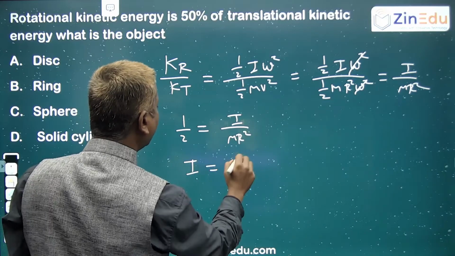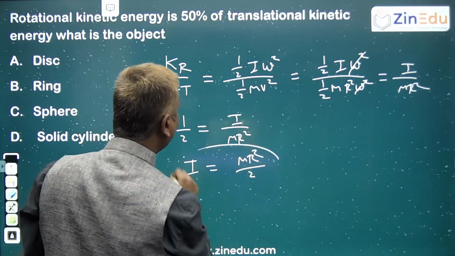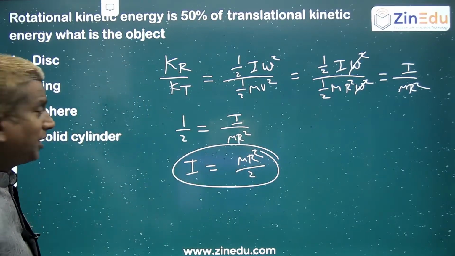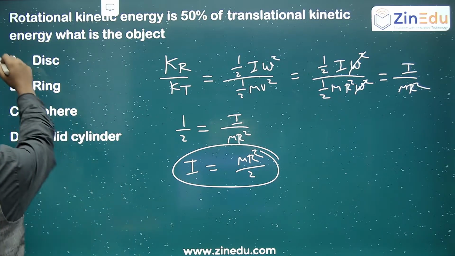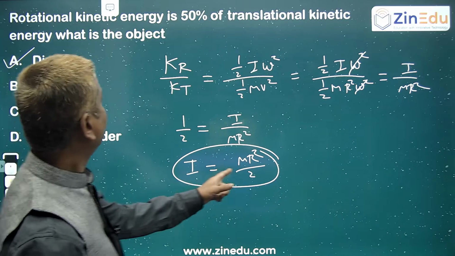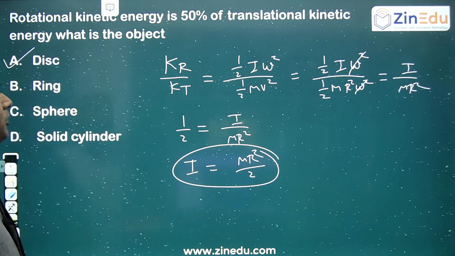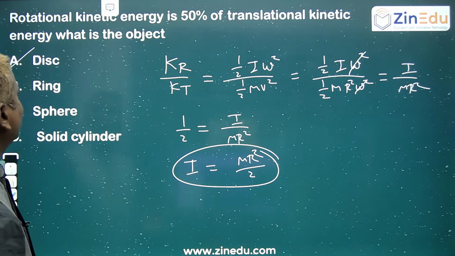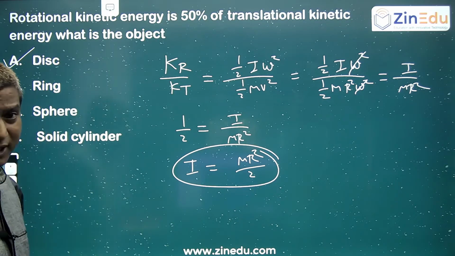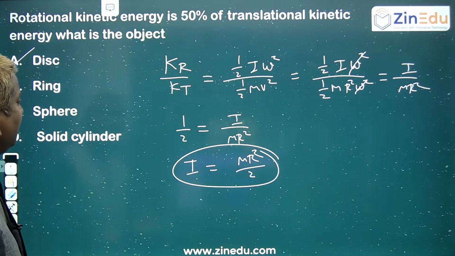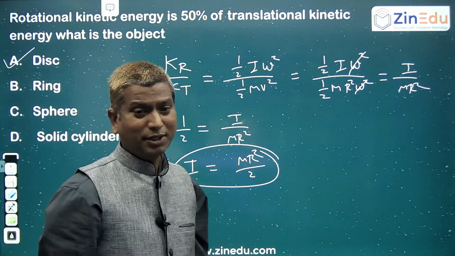I is equal to mr square by 2. So whose moment of inertia is mr square by 2? It can be a disk. The rotation is 50% of the translating energy. What is the object? It can be a disk. Of course, a solid cylinder is also the same, right? Disk and solid cylinder both will have 1 by 2 mr square.